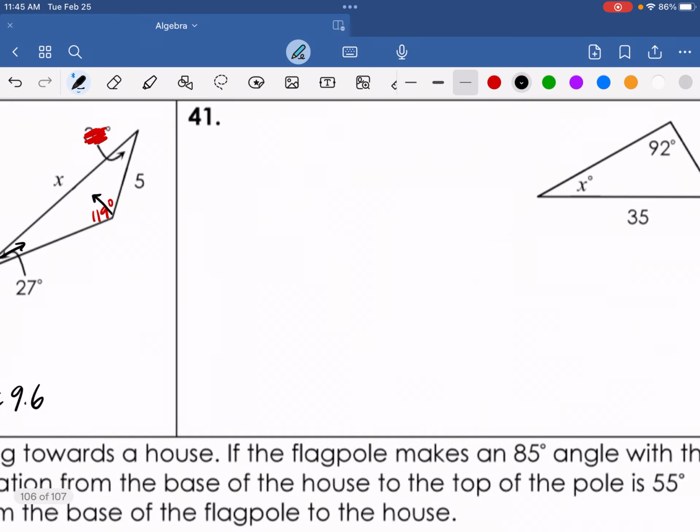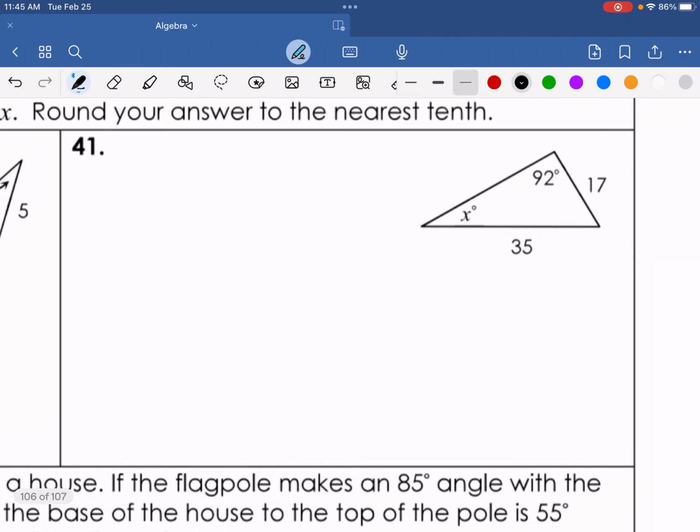Okay, you do 41 the same way. X, well, this one's reversed now that I think about it. So let's talk about this one. Okay, x should go with 17, and 92 should go with 35. So luckily we don't need this angle. So now I'm going to put sine of x, that's the degree, and it goes with 17. And then sine of 92 degrees, and it goes with 35.